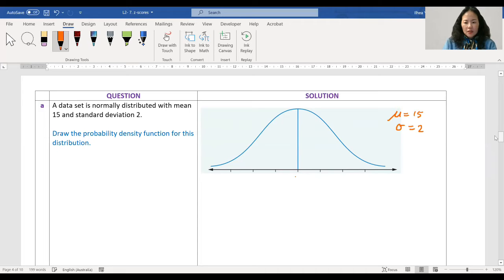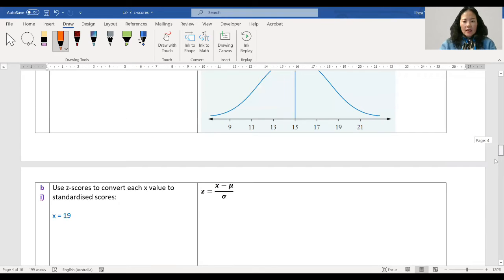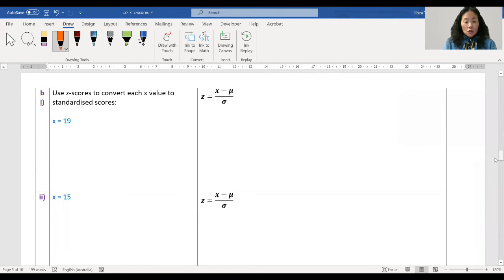Mean was 15. My standard deviation was 2. So my 15 goes here. That's my middle. And then it goes up by 2, isn't it? So 17, 19, 21. And then go down by 2: 13, 11, and 9. That's it. That's all we had to do. Nothing special. Okay, now there's more action here. We're going to use the formula to find the Z-score, okay? When raw marks is 19 and 15 and 9.